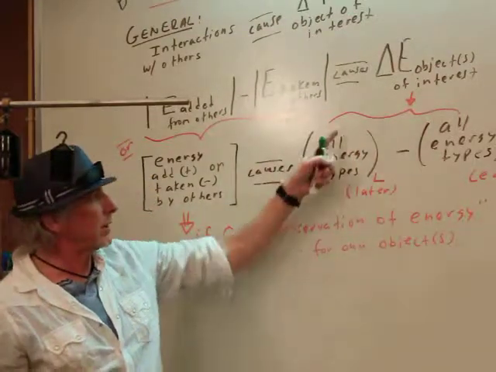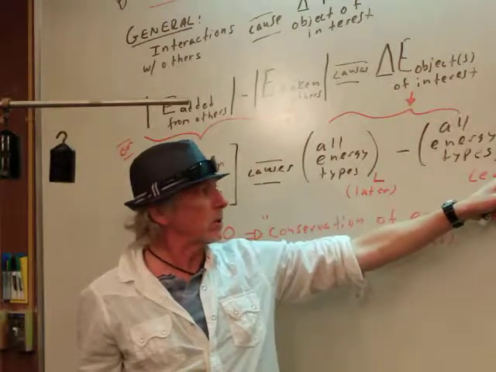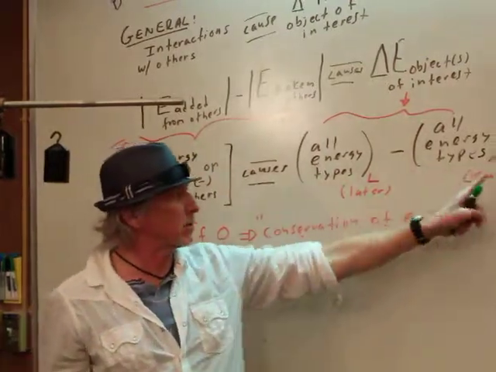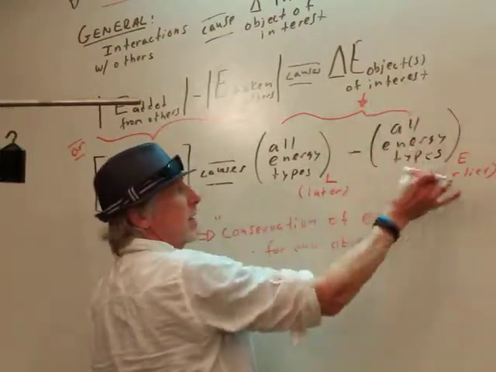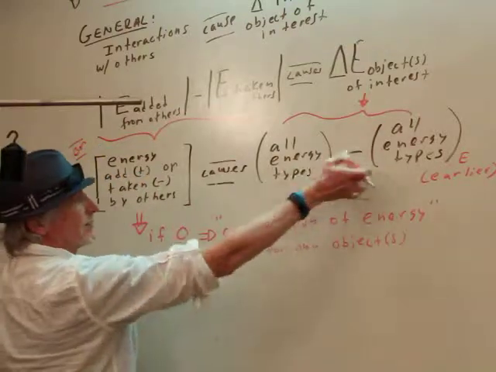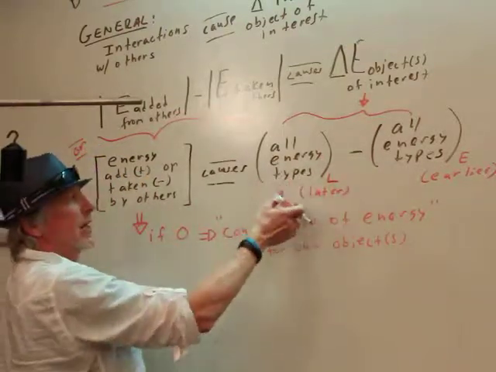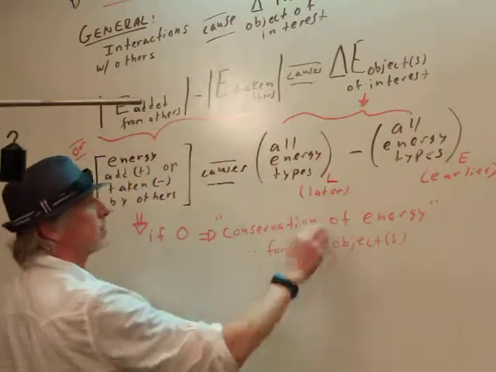What's the change in energy? Well, you go from an earlier state to a later state. That is a later state minus an earlier state. So however much energy we have, all the kinds of energy that our objects have earlier, and then we look at how much it has later. The later minus the earlier is the change.